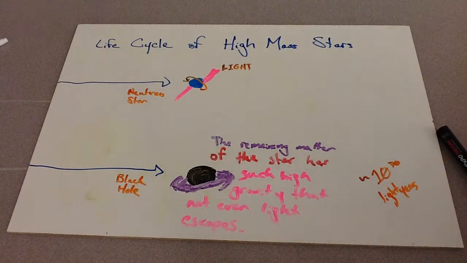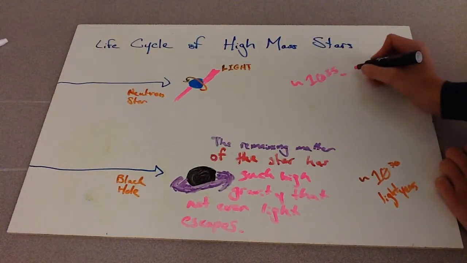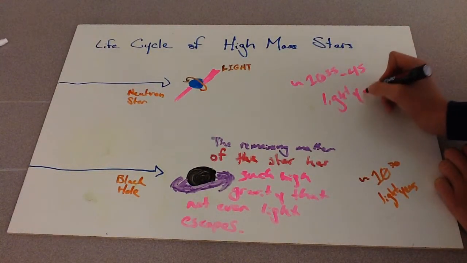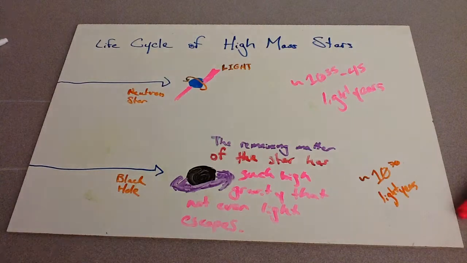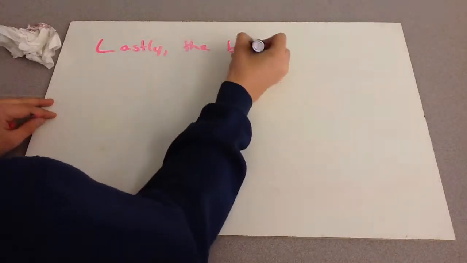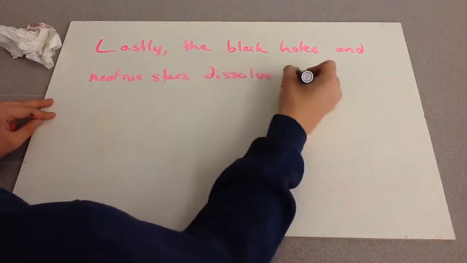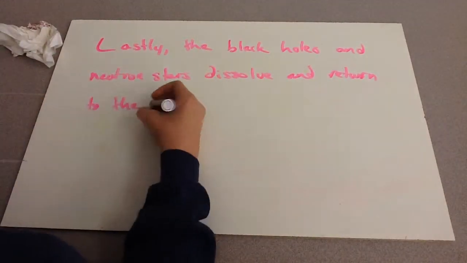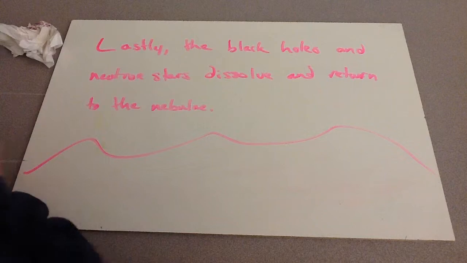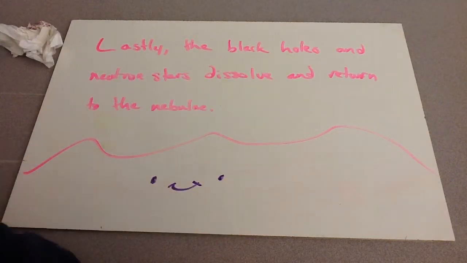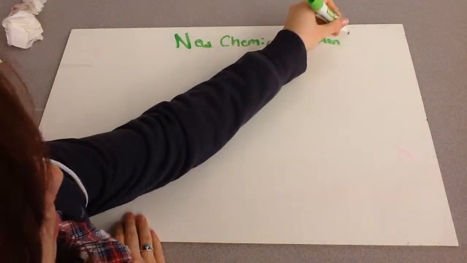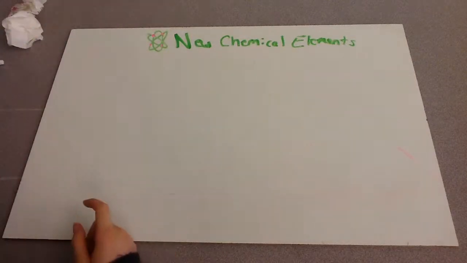That lasts about 10 to the 70th years, and a neutron star lasts about 10 to the 35th to 45th years. Lastly, the black holes and neutron stars dissolve and return to the planetary nebula. The end. New chemical elements! Yay!